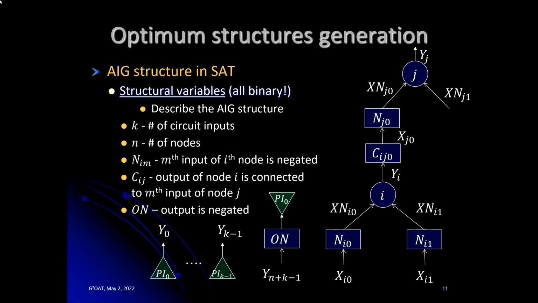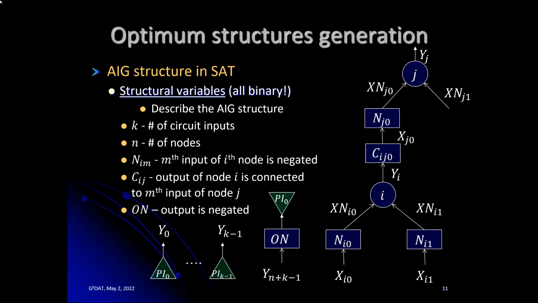Okay, so how does it work? Imagine an inverter graph, just a piece of it, and those circles represent those AND gates. So a circle is an AND gate, and then there are some variables introduced which basically mean, first of all, a connection and a possible negation.